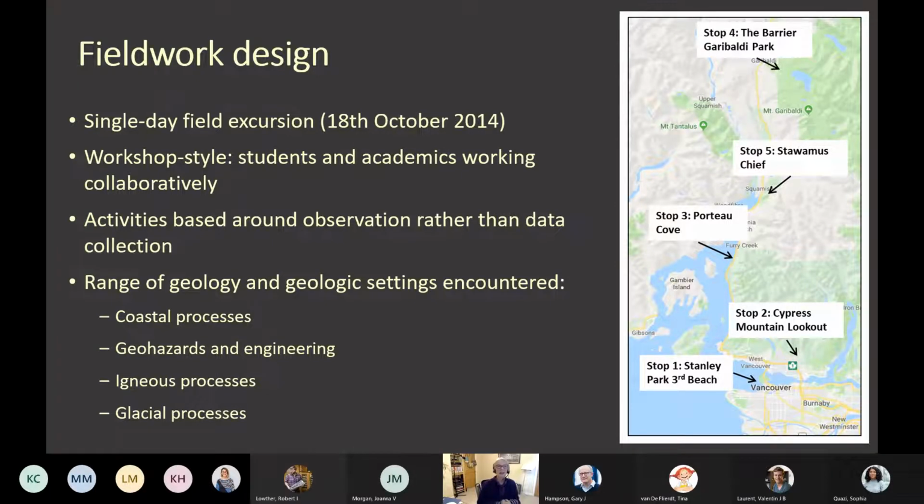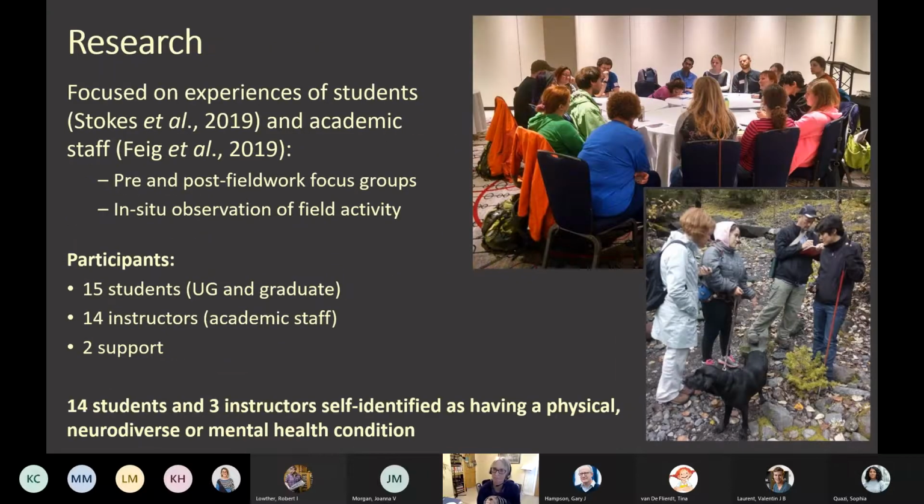So over the course of the day, we saw lots of different exciting types of geology. So we looked at examples from coastal processes, geohazards and engineering, and some igneous and glacial processes as well. So a lot went on during that day.